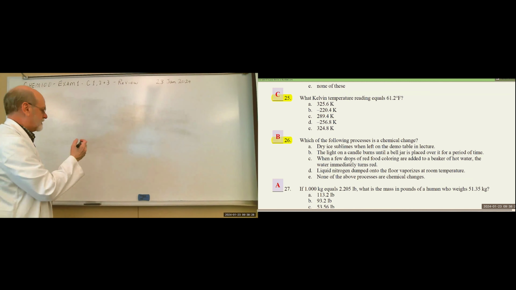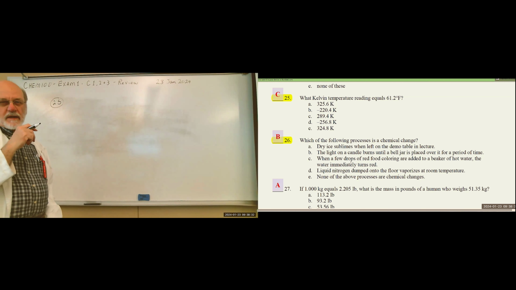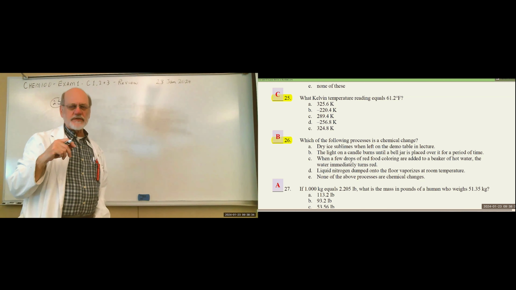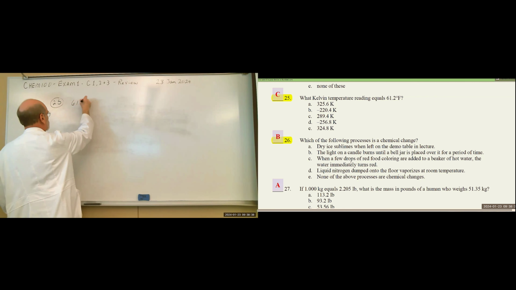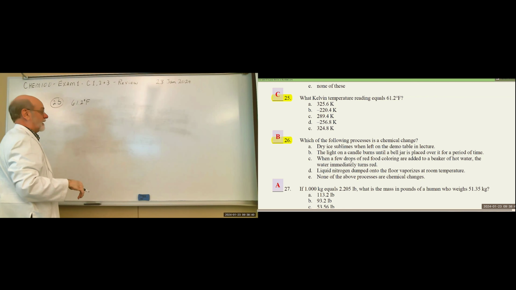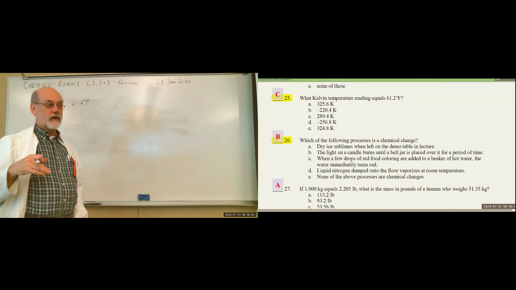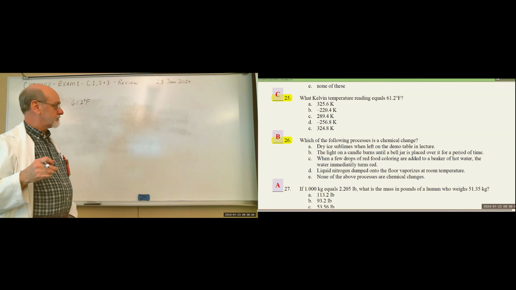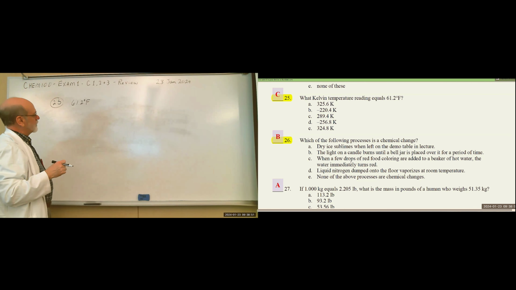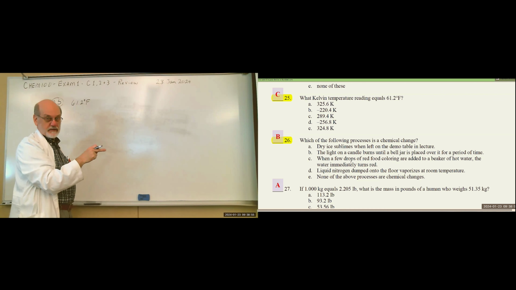Number 25. What Kelvin temperature reading equals 61.2 degrees Fahrenheit? 61.2 degrees Fahrenheit. All right. We don't have a direct conversion from Fahrenheit to Kelvin. We could probably, I mean, if you're good at algebra, you could probably invent one. But otherwise, convert Fahrenheit to Celsius.